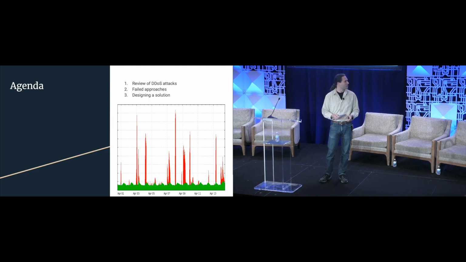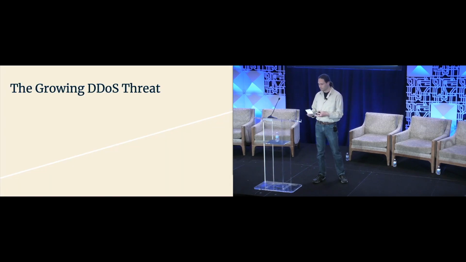Just to give an example, this graph shows legitimate traffic to one of our services in green. The red is attack traffic. So that gives you a sense of the scale of what these things can look like. OK, so let's get started.